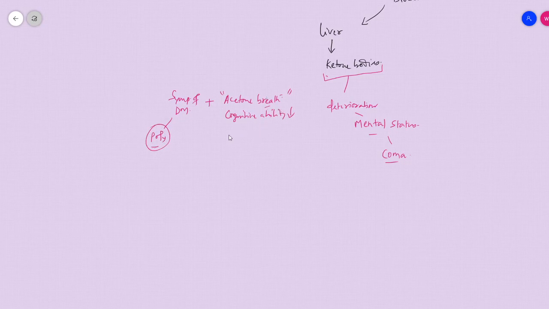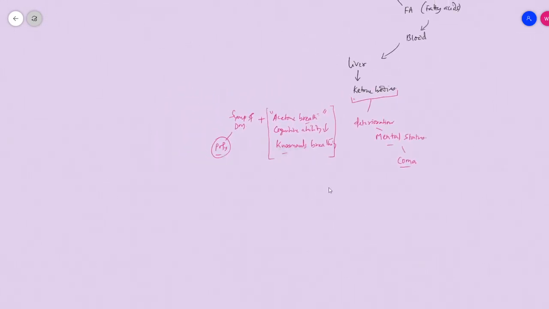And there can be a typical type of breathing that can be observed in the patient. So that is Kussmaul's breathing. So these would all be indications of a person having ketosis. So that needs to be managed. This is a life-threatening emergency.